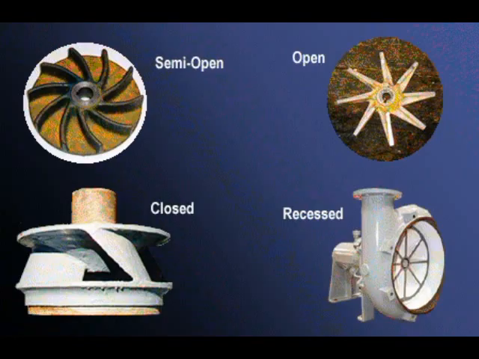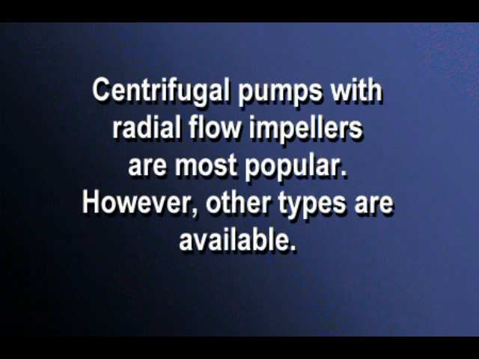These impellers all cause a flow from the eye of the impeller to the outside. These impellers cause what is called radial flow, and they can be referred to as radial flow impellers. Radial flow impellers are used in most centrifugal pumps. However, there are other variations that will be noted.